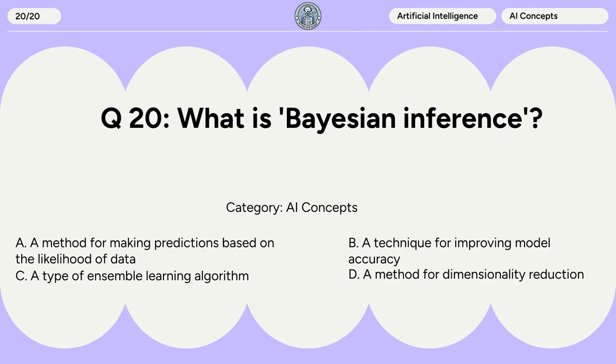Question 20. What is Bayesian inference? A. A method for making predictions based on the likelihood of data. B. A technique for improving model accuracy. C. A type of ensemble learning algorithm. D. A method for dimensionality reduction.